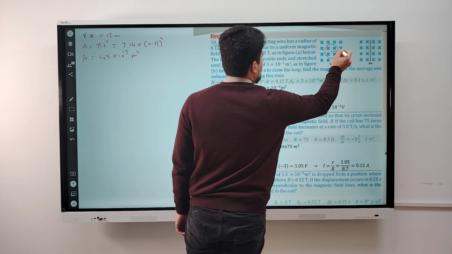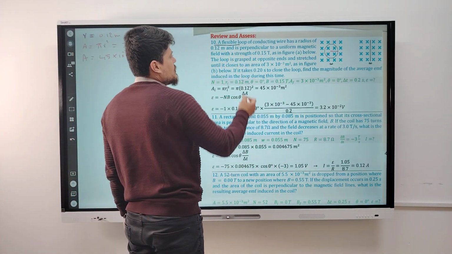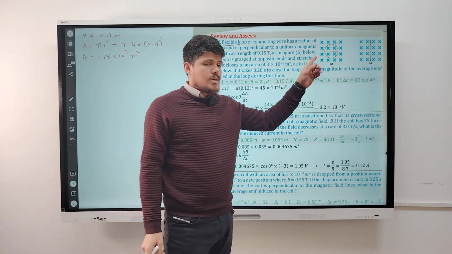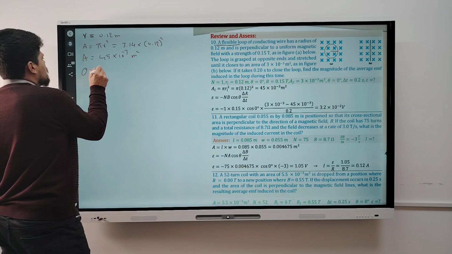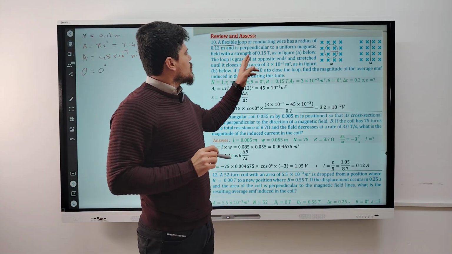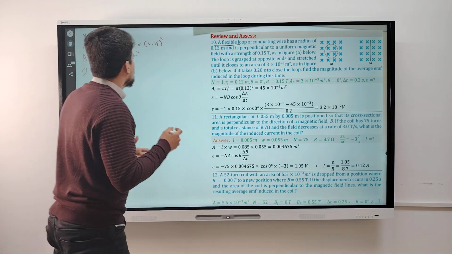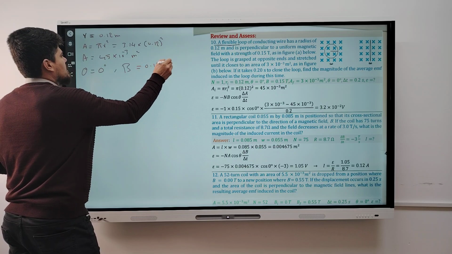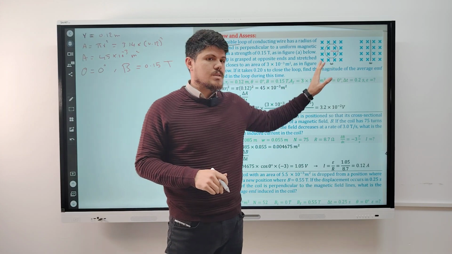Okay, the radius is given, we convert it to the area, and it is perpendicular to the uniform magnetic field. It means that the plane of this coil is perpendicular to the magnetic field, which means that the angle is 0. Okay, with a uniform magnetic field with a strength of 0.15 Tesla. Magnetic field is 0.15 Tesla. Okay, as in the figure. In this question, the figure is given.